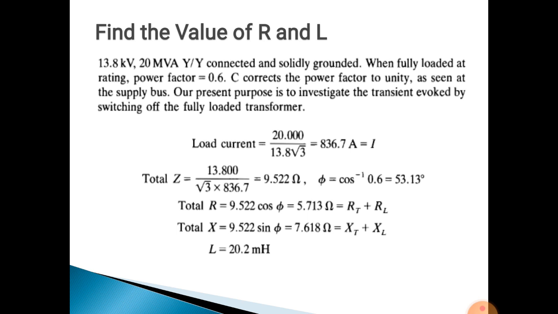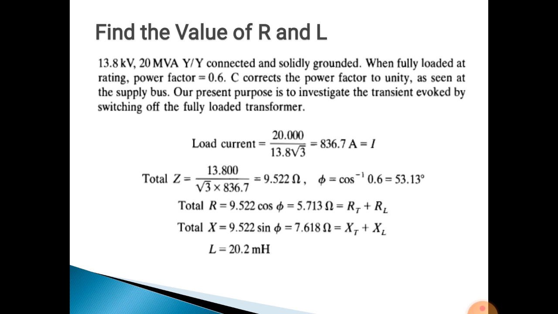And next we have to find the value of total impedance. Z is equal to kV divided by root 3 into load current. So substitute these values in total impedance Z. Finally we get the impedance Z equal to 9.522 ohm. Already given the power factor is 0.6, so cos phi is equal to 0.6 and we have to calculate phi, equal to cos inverse of 0.6. Finally we get 53.13 degrees as the angle phi.